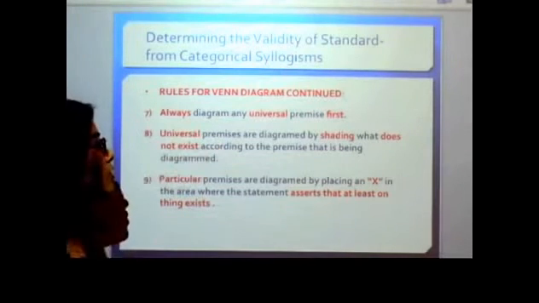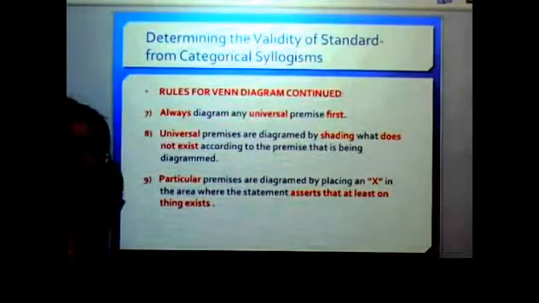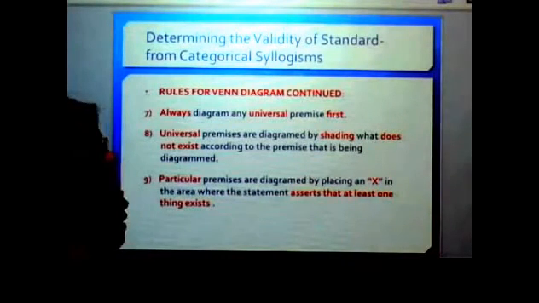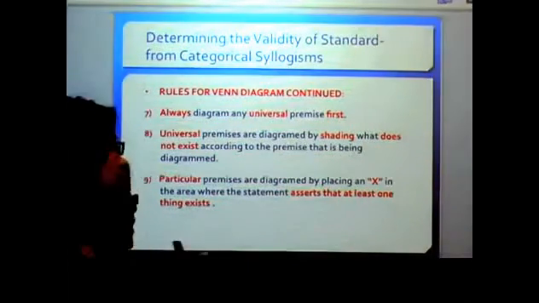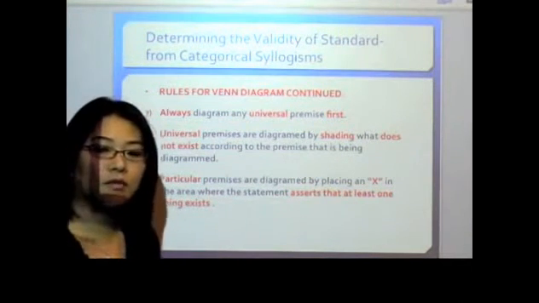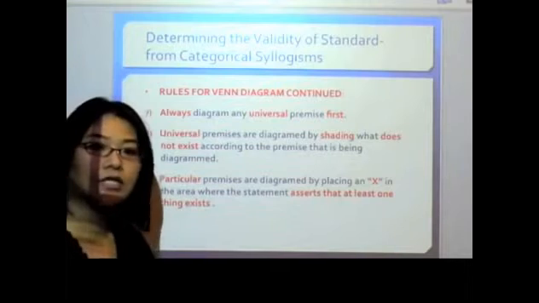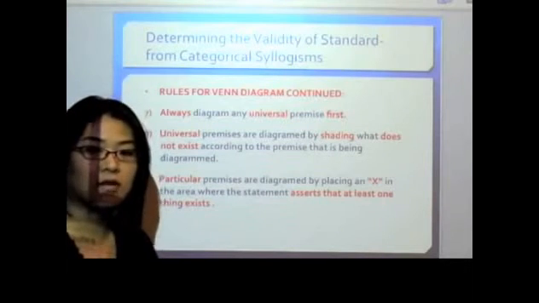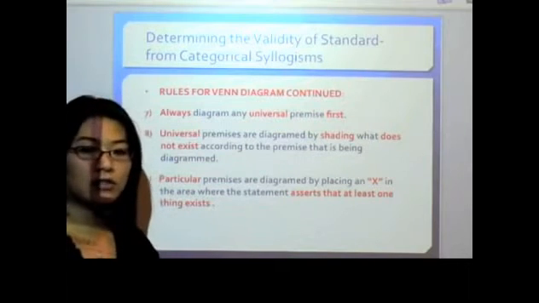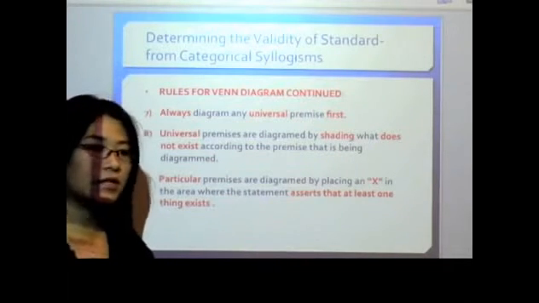Then universal premises are diagrammed by shading what does not exist according to the premise that is being diagrammed. And particular premises are diagrammed by placing an X in the area where the statement asserts that at least one thing exists, okay? So now these rules are very similar to the rules that are given when you're diagramming categorical statements. The one difference is that this time you're working with 3 interlocking circles rather than 2 interlocking circles, okay? And also, you have 2 statements that you're diagramming, so you have to determine which one to diagram first, universal statements first, if you have both a universal and a particular statement.